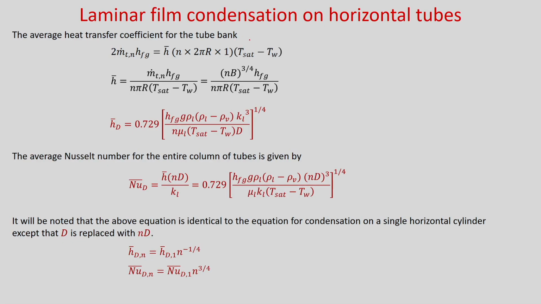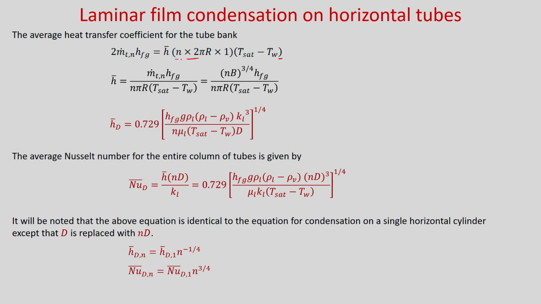Next, let us do the energy balance. Okay. So, we can calculate the average heat transfer coefficient for the tube bank. At the nth tube, whatever mass flow rate is collected, that is from both sides. So, 2 m dot t n h fg will be h bar into area into T sat minus T w, right? So, this is Newton's law of cooling. So, now what is your total area?